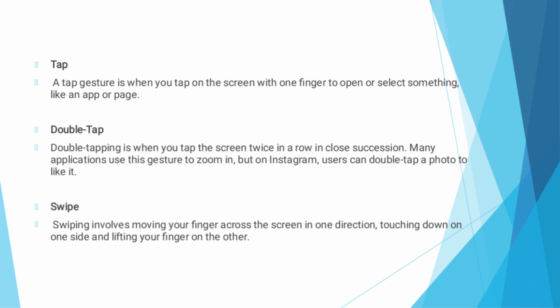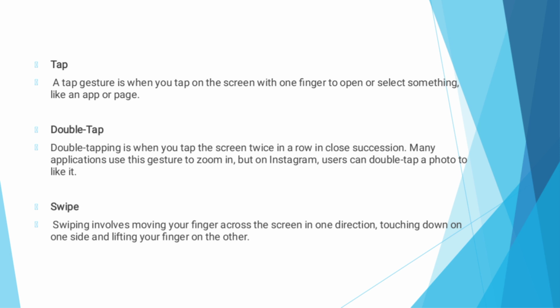Then tap. A tap gesture is when you tap on the screen with one finger to open or select something like an app or page. Then double tap. Double tapping is when you tap the screen twice in a row in close succession. Many applications use this gesture to zoom in, but on Instagram, users can double tap a photo to like it.